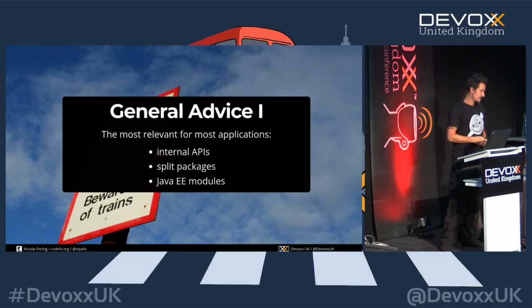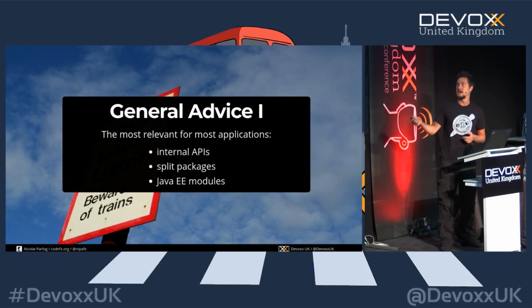So what's my general advice? These are the three things that are most likely going to bite you. Internal APIs and Java EE modules are fairly easy to spot. Split packages is more complicated.